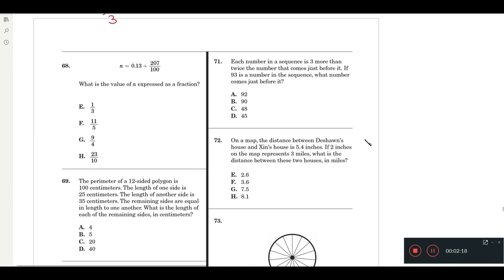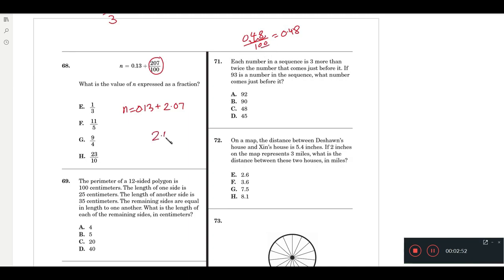So n is equal to 0.13, and we could convert this into decimal, right? So 0.13 plus 207 divided by 100, what is that in decimal? 2.07. It's a shortcut you all should know. Let's say you are dividing 48 by 100, what do you get? 0.48. The decimal moves 2 places to the left because of the 2 zeros in 100.